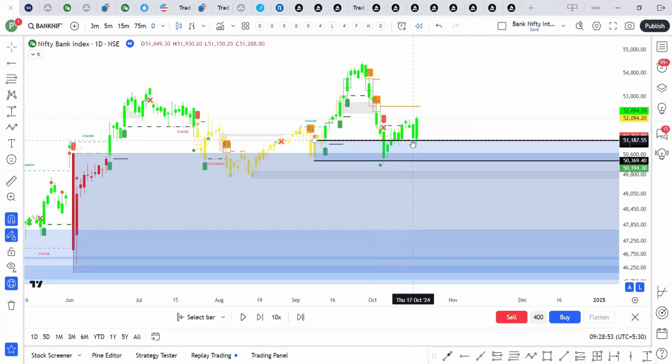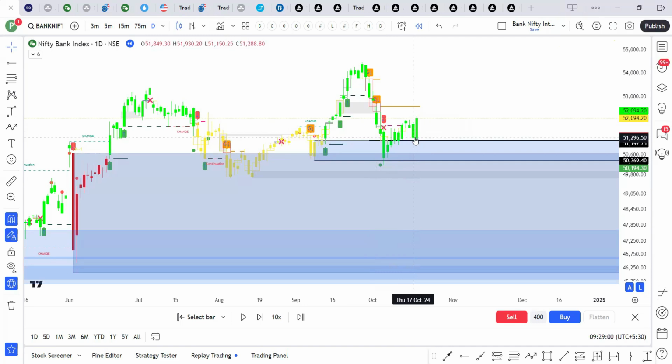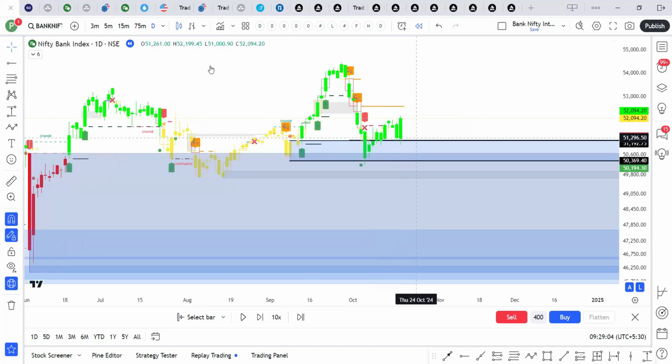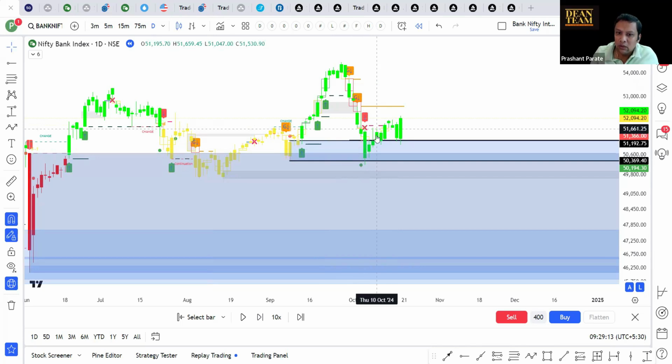So I took the position here, long position. At this level, here, it was a point of reversal in lower time frames. And the next day it also crossed that high.